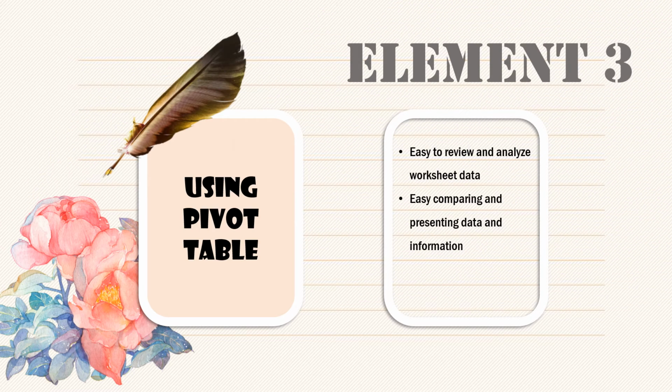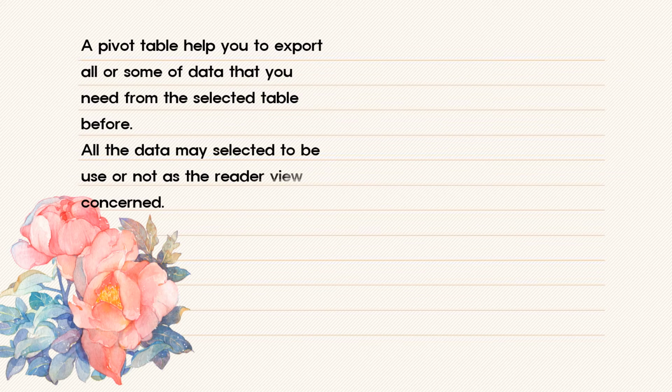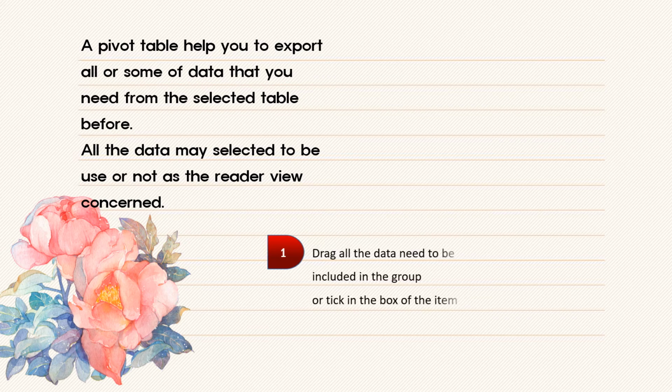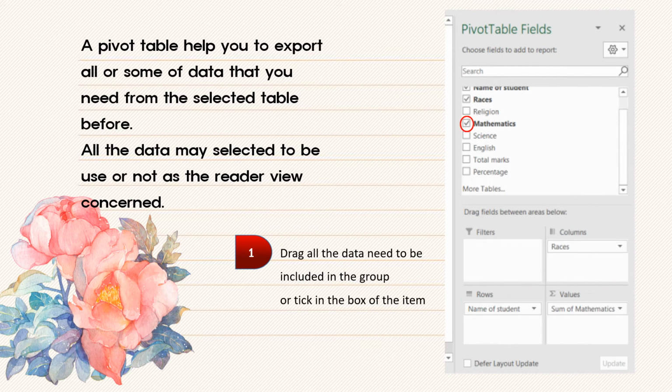Now let's see how to use pivot tables. Using pivot tables can make it easy to review and analyze worksheet data, compare and present data and information to your viewer or reader. A pivot table helps you to export all or some of the data that you need from the table selected before. All the data may be used or not, depending on what the reader needs to view.